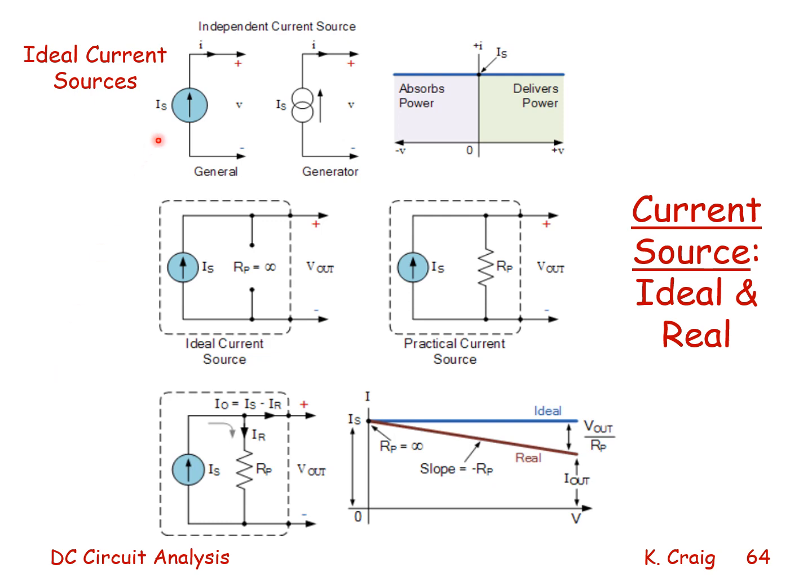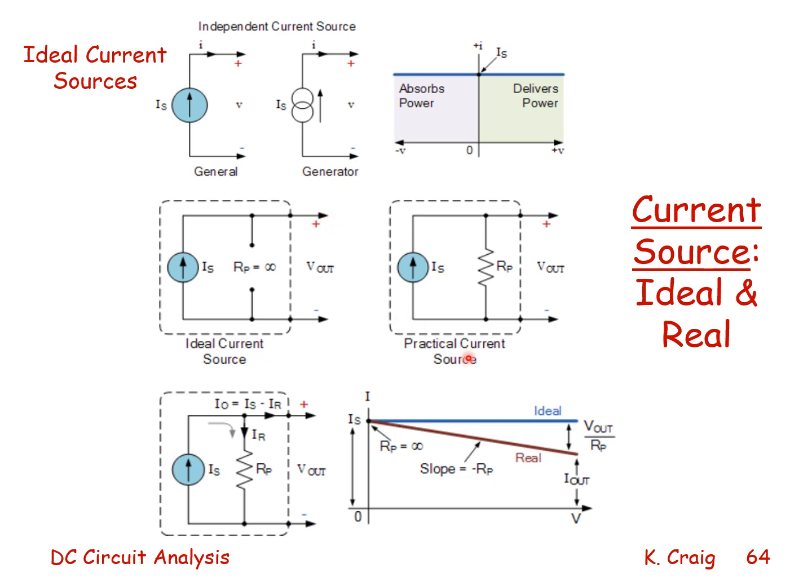Here are pictures of ideal current sources. The general ideal current source, a generator, and the ideal current source either delivers power or absorbs power with a constant current regardless of the output voltage. So here is our ideal current source. Here we see the ideal current source with no internal resistance, no internal impedance. All of the current flows out of the source into the circuit connected to it.